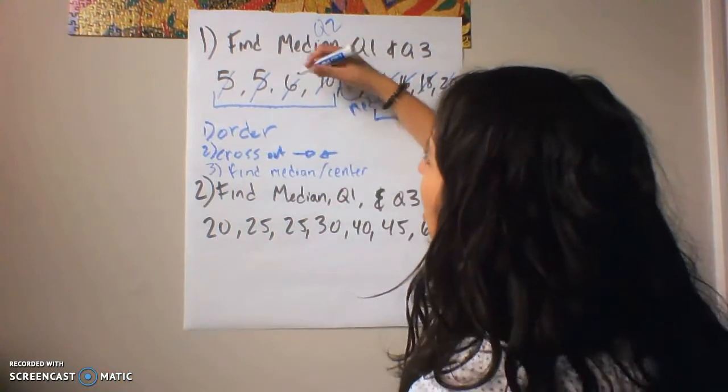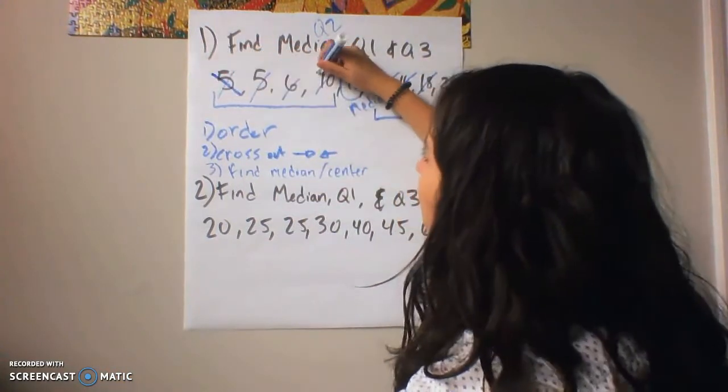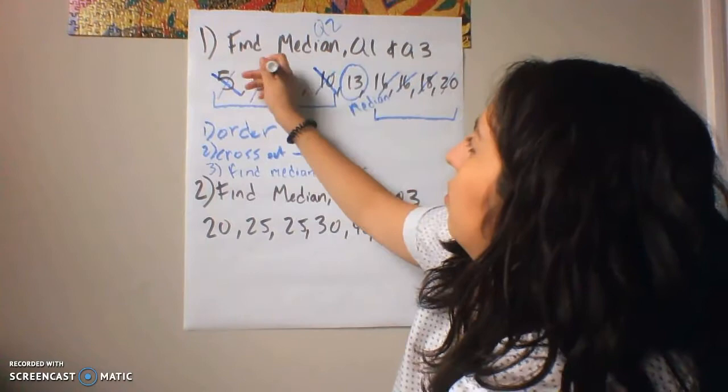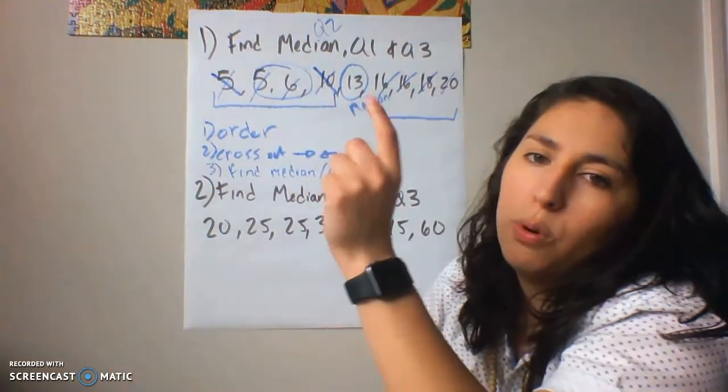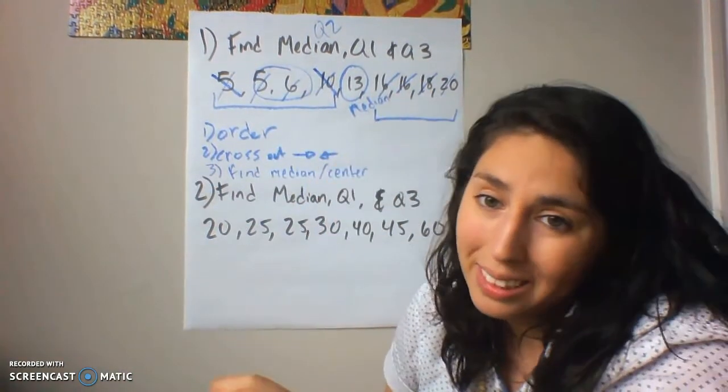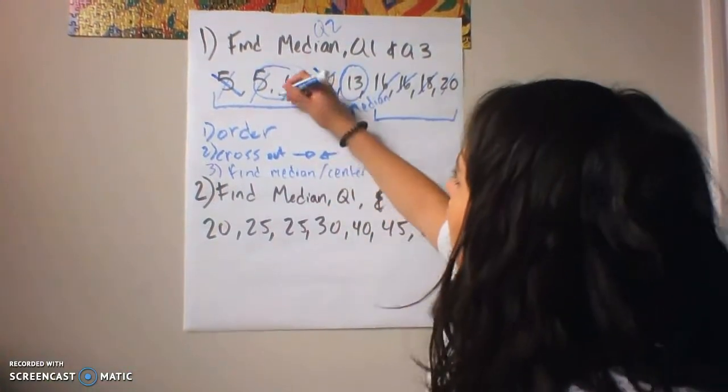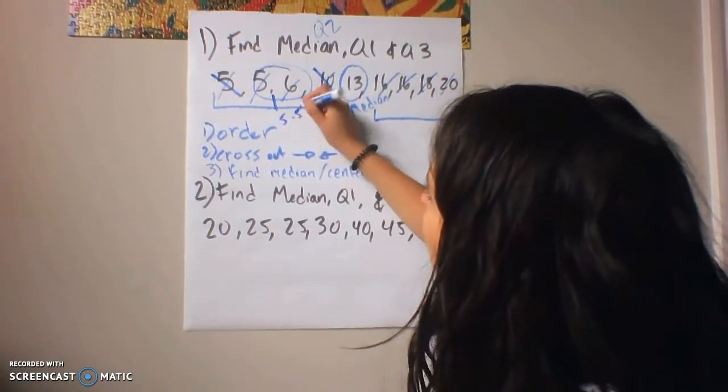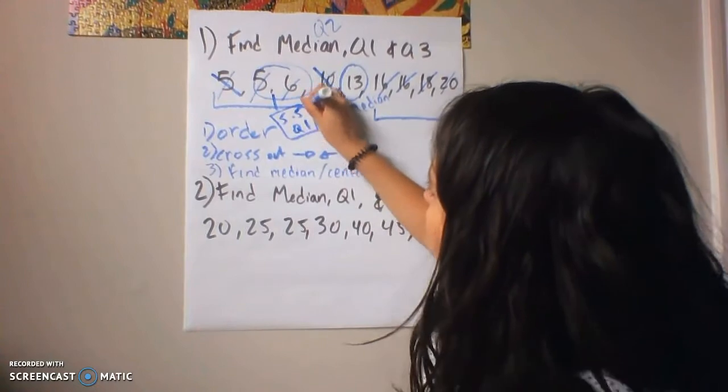So I cross off 1 from the beginning, 1 from the end, and I'm left with these two, 5 and 6. We can only have one number though. So what's the number between 5 and 6? 5.5. So then this is 5.5 for Q1.